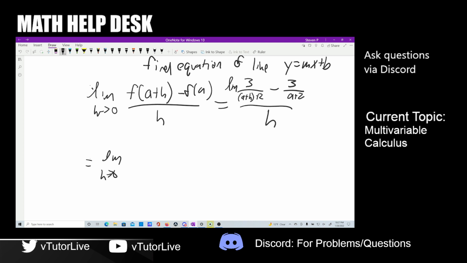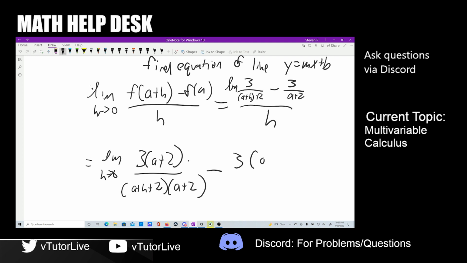At this point, we just cross multiply and figure our way through these problems pretty much like we always do. So this turns into 3 times a plus 2, over a plus h plus 2 times a plus 2, minus 3 times a plus h plus 2, over a plus h plus 2 times a plus 2.